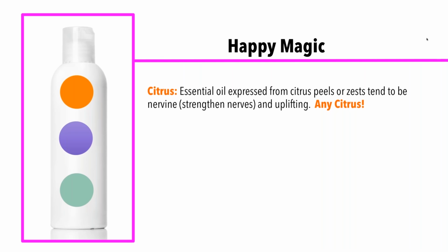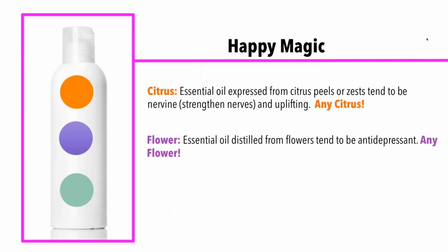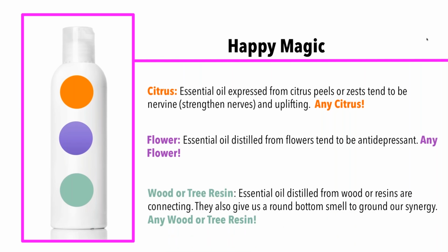So one citrus. Then we are going to choose any flower. Essential oils distilled from flowers tend to be antidepressant. They tend to be serotonin stimulants, so they're always a good choice if you want something that's emotionally balancing. Choose any flower. Finally, we're going to pick an essential oil that's been distilled from the wood or from the tree resin. They're going to give us a round bottom smell that grounds out our synergy. And many of the woods are antispasmodic, not all of them, but many. All right, this aroma, a citrus, a flower, and a wood, it's going to smell beautiful.